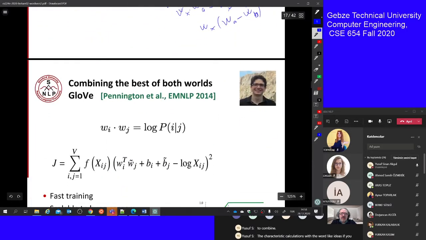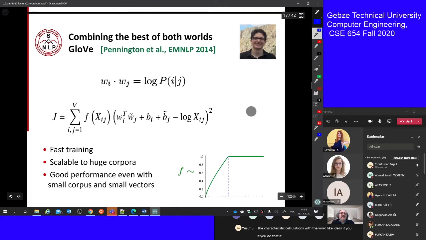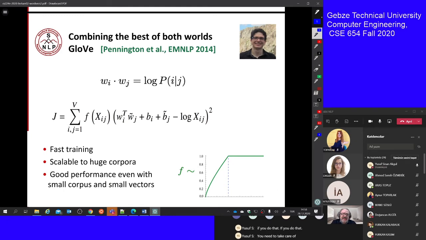If you do that, you need to take care of lots of balancing stuff. Some of the counts might be high, some of the counts might be low. Also, I need some stabilization. I am not going to go into the details, but if you assign your word vectors using this idea, which is called GloVe, your results will be better than word2vec results.